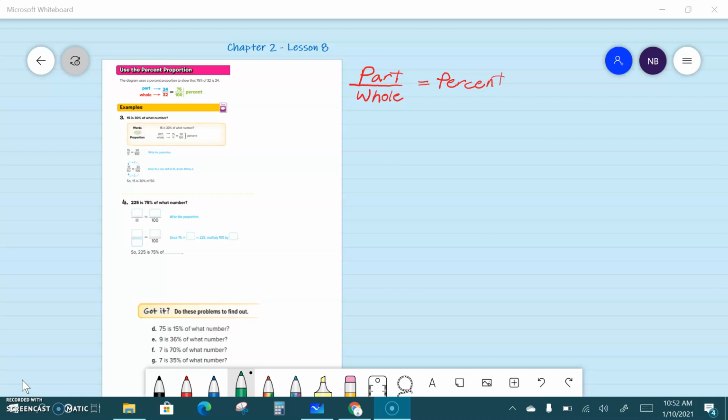And what we're going to be doing is looking at this formula here that tells us to use the percent proportion. And this is the percent proportion, which is part divided by whole equals your percent. So let's take a look here and see what's going on.